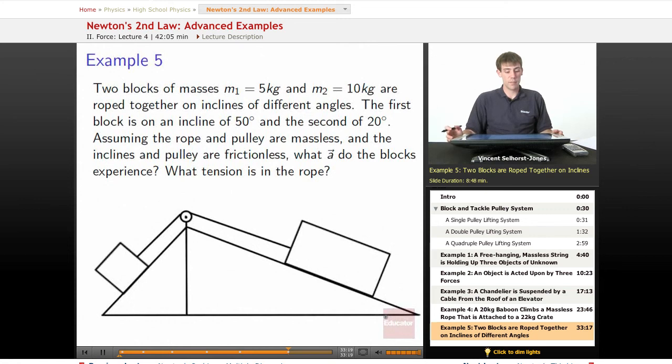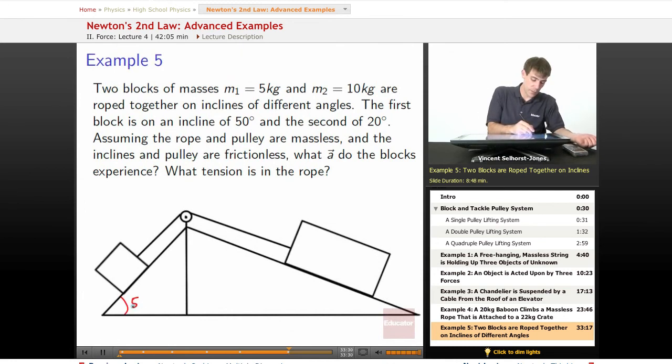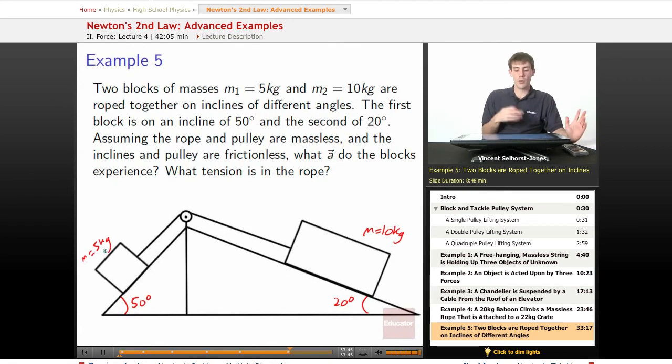Two blocks of masses m1 equals 5 kilograms and m2 equals 10 kilograms are roped together on inclines, both having different angles. The first block's on an incline of 50 degrees, and the second block's on an incline of 20 degrees. Now they also each have different masses, as we said before, 10 kilograms and 5 kilograms. Assuming the rope and pulley are massless and the inclines and pulley are frictionless, what acceleration will they experience? What must be the tension in the rope?